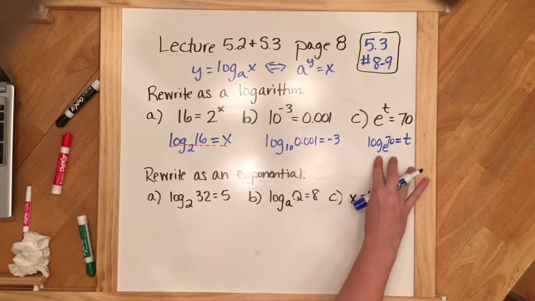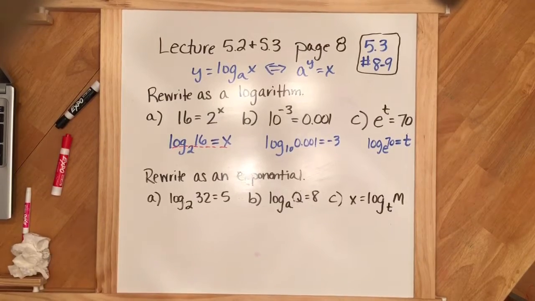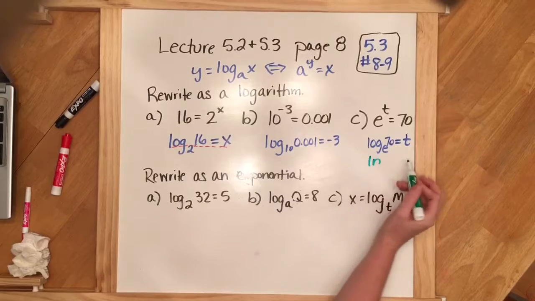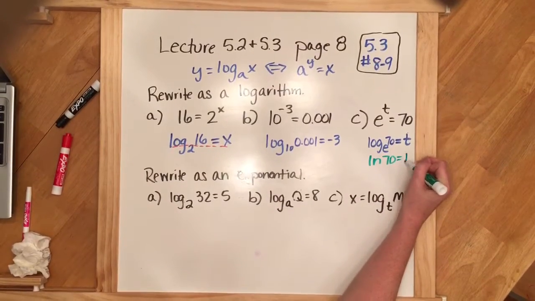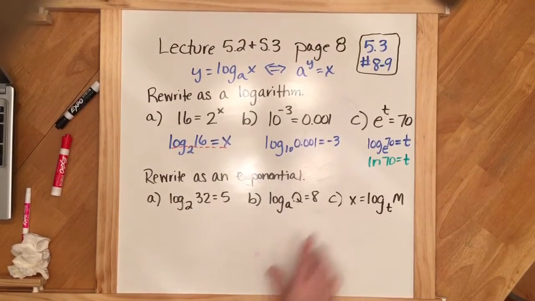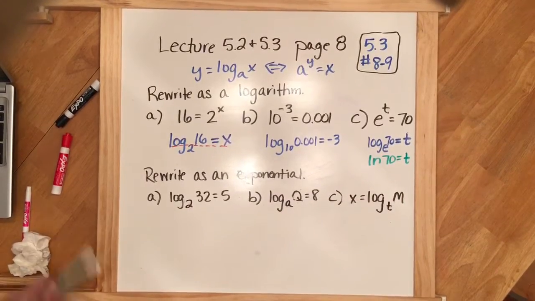Now, just as a little extension, we're going to see this in the next video, but log base e is actually a natural log. So the best way to write this would be natural log of 70 is equal to t, because that's just a definition. Log base e is equal to natural log, but we will talk about that again in the next video.